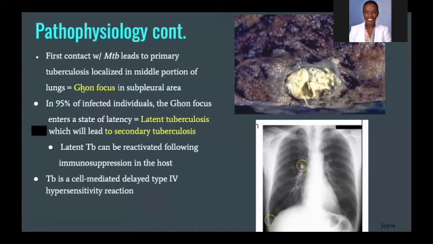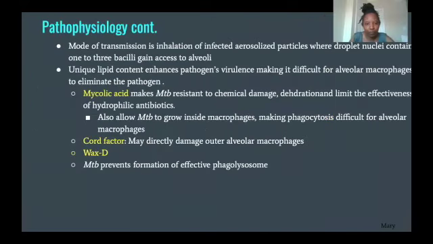So in 95% of the infected individuals, this Ghon focus is going to enter a state of latency, eventually leading to secondary tuberculosis. But in 5% of the affected individuals, we're going to have active tuberculosis. The mode of transmission is inhalation, that is, you breathe in infected aerosolized particles, where droplet nuclei containing 1 to 3 bacilli gain access to alveoli.